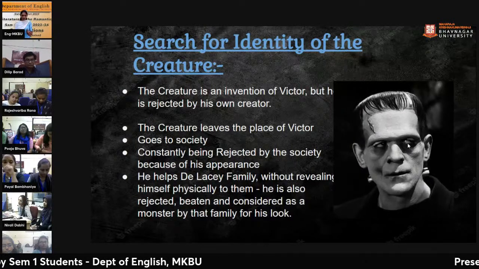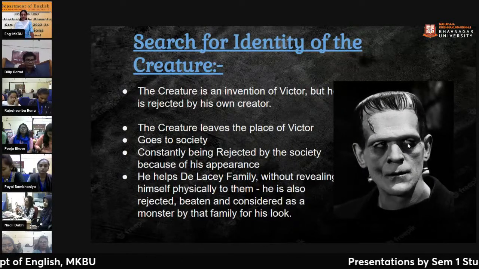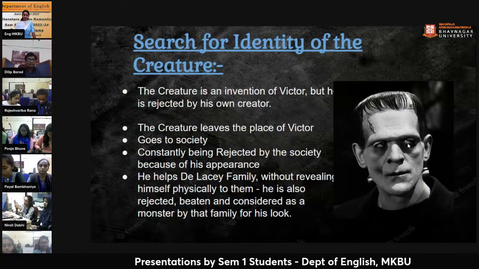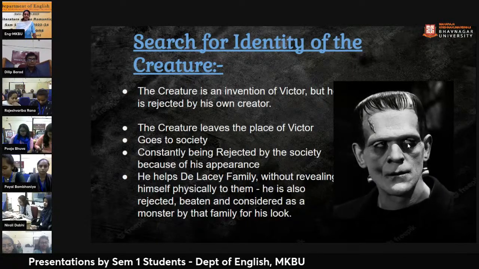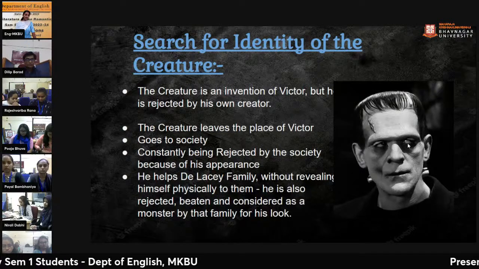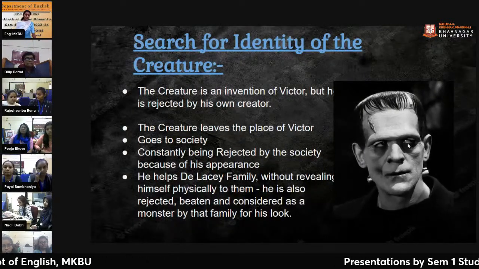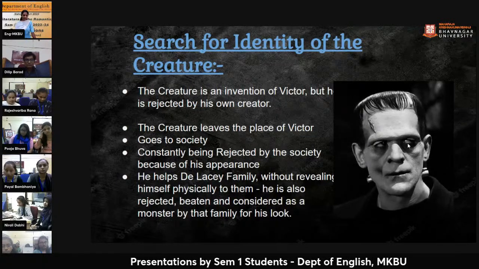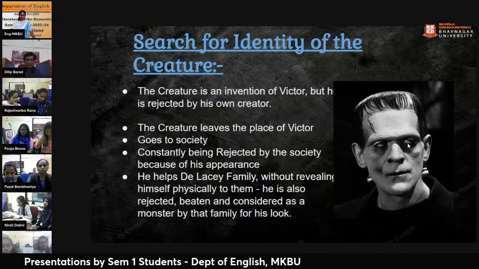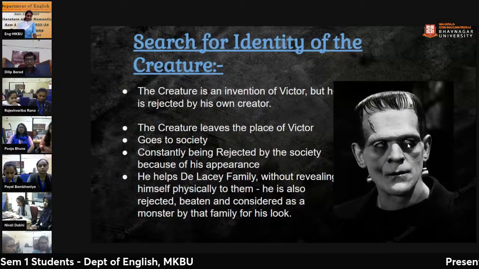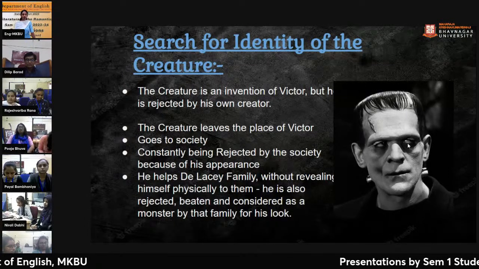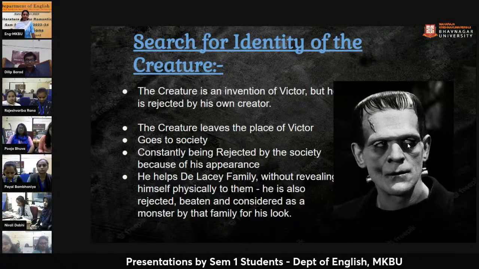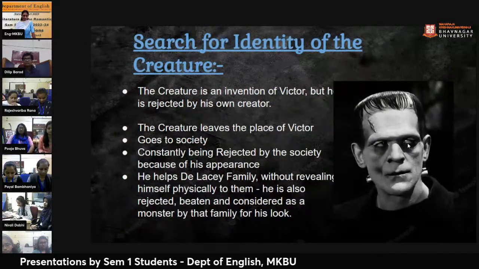And now let us see the search for identity of the creature, what he has gone through. The creature is an invention of Victor, but he is rejected by his own creator. The very first time his creator faces him, he is completely rejected. The creature leaves Victor's place to find his own belongingness, and he goes to the society, but continuously he is rejected by the society, only because of his hideous look.